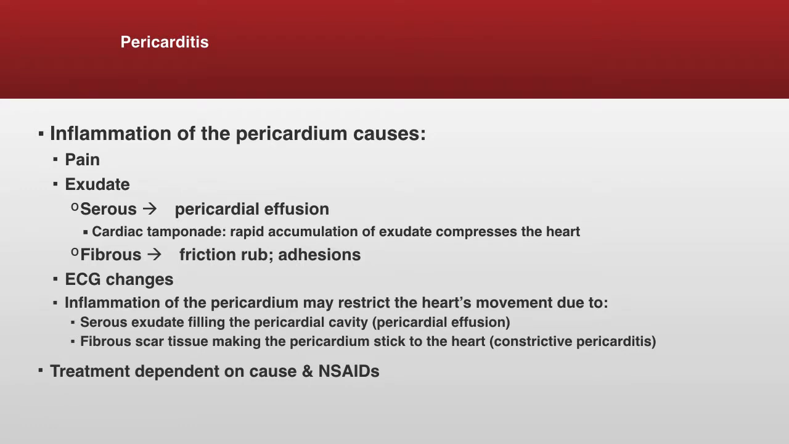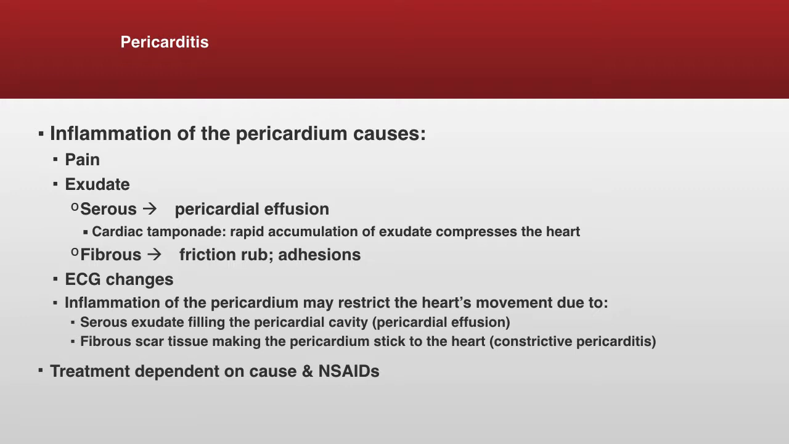Pericarditis is inflammation of the pericardium. It causes pain. It causes an exudate to be formed. The serous exudate leads to pericardial effusion, and with pericardial effusion, the patient can develop cardiac tamponade, which is the rapid accumulation of exudate, and that compresses the heart and makes it difficult for the heart to beat.